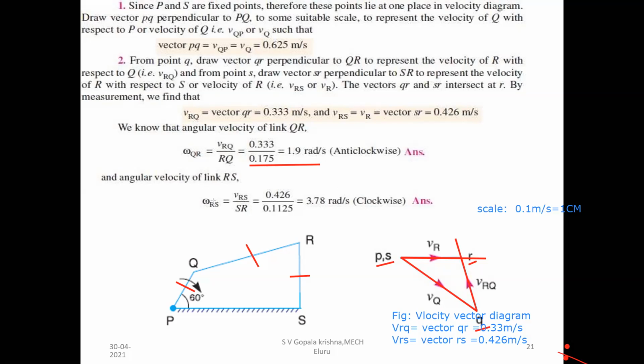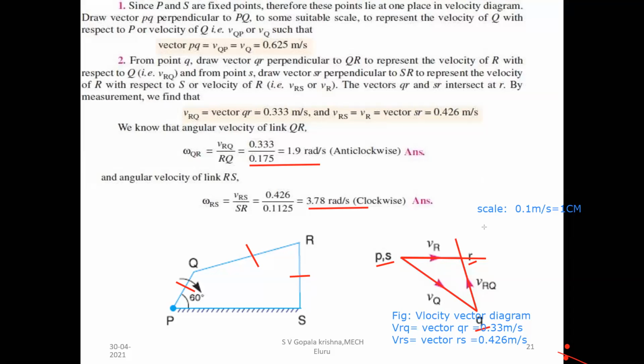Similarly, to find omega RS equals VRS by RS, or SR. Here it is 0.426 by the RS length, 0.1125. Substituting that, we get 3.78 radian per second. Their direction is different; it is clockwise. Why? Because SR, which we have drawn perpendicular to RS, is on this side. That is clockwise, so we should mention it here.